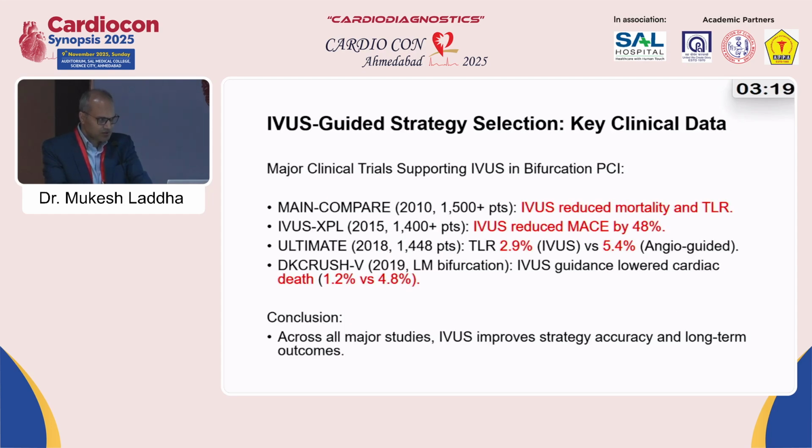Now, almost all the major clinical trials on IVUS show mortality benefit as well as long-term outcomes with IVUS in bifurcation angioplasty. In MAIN-COMPARE, IVUS reduced mortality and TLR. In IVUS-XPL, IVUS reduced MACE by 48%. In the ULTIMATE trial, it reduces TLR to 2.9% with IVUS-guided angioplasty compared to 5.4% in angio-guided PTCA. And in DK-CRUSH V, there is mortality benefit with IVUS.